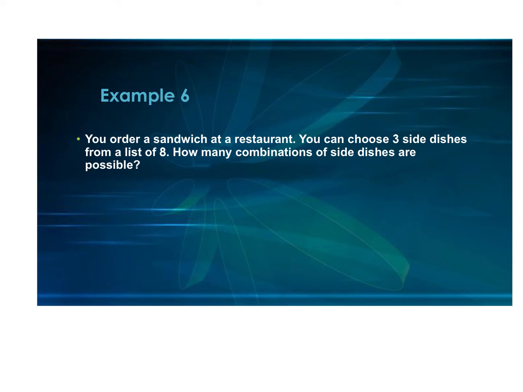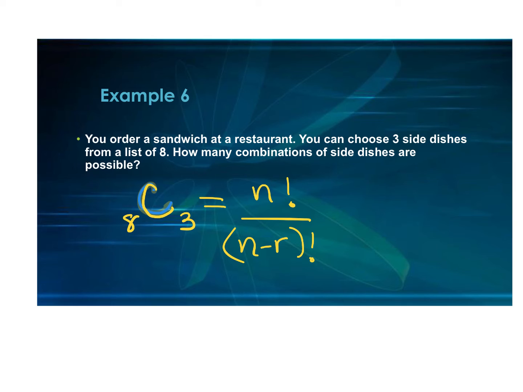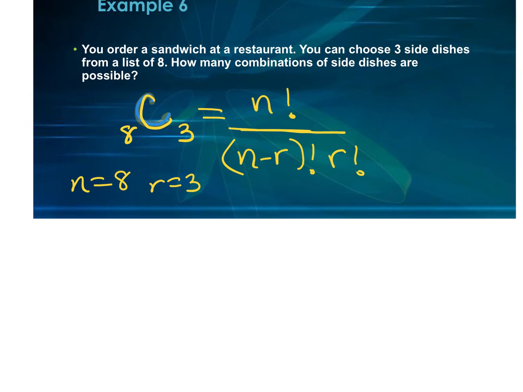So again, the n value is the greater number. So we're going to be doing a combination of 8 things taken 3 at a time. So again, let me just write down the formula. n factorial over n minus r factorial times r factorial. So let's fill in our numbers. So n is 8, r is 3. So we'll fill it in.